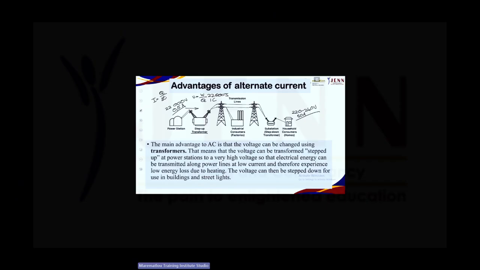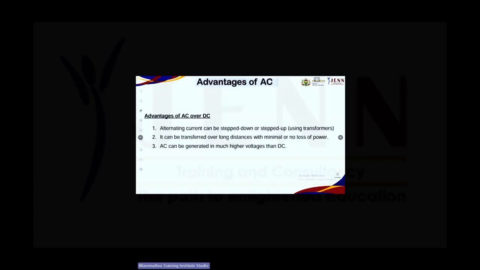And because they can step it down, it means that we can then send this energy over a long distance without losing a lot of energy. And that is the advantage of an alternating current, because we can step it up and then we can step it down as well. So alternating current can be stepped down or stepped up. It can be transferred over long distances with minimal or no loss of power.